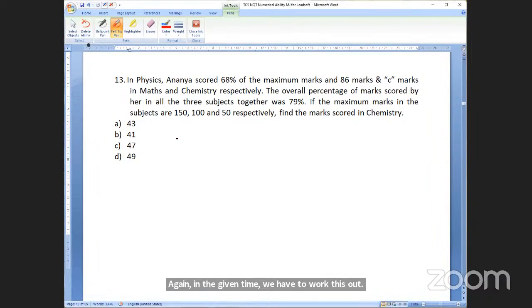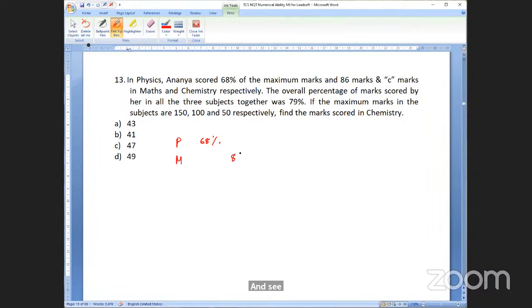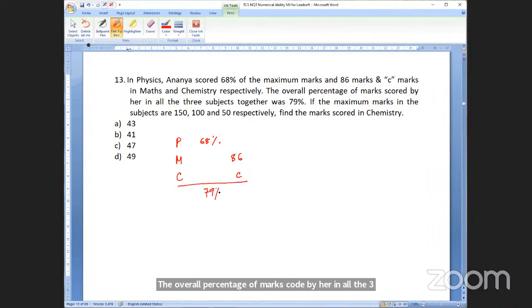In physics, Anya scored 68% of the maximum mark and she scored 86 marks and C marks in maths and chemistry. So in maths, she scored 86. In chemistry, she scored C. The overall percentage of marks scored by her in all the three subjects was 79%. Overall is 79%. Now the maximum marks are given. Maximum marks in the three subjects are 150, 100, and 50. So this total maximum marks is 300.